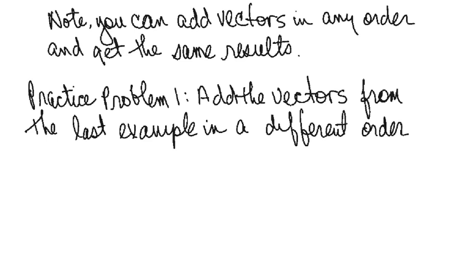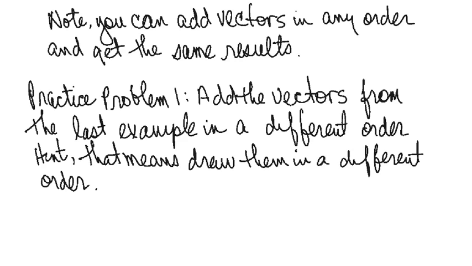Practice problem number 1. Add the vectors from the last example in a different order. And here's a little hint. That means you draw the vectors in a different order. Stop the tape. Do work the problem. Compare your answers to what's seen on the screen.